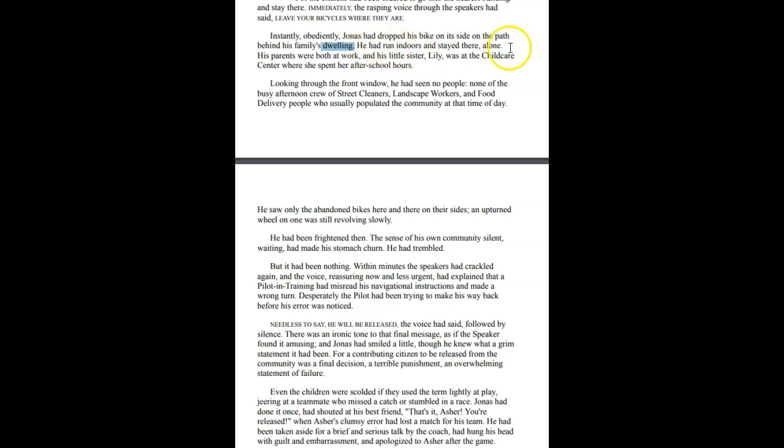He had run indoors and stayed there alone. His parents were both at work, and his little sister Lily was at the Child Care Center where she spent her after school hours.